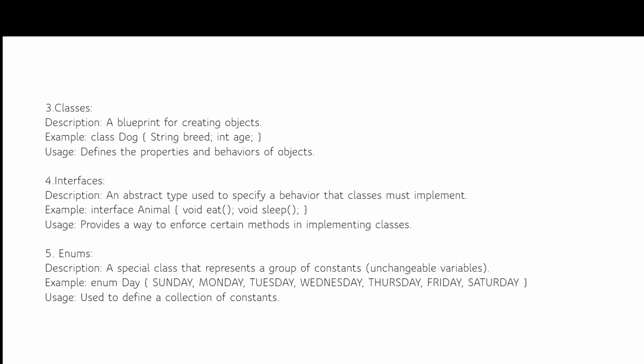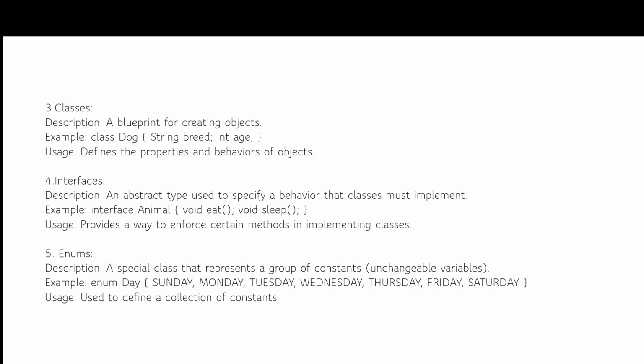When we create an object from this class, like Dog myDog = new Dog(), we are making a specific dog with a breed and an age. We can have many Dog objects, each with different breeds and ages, all based on the same blueprint. Classes help us organize our code and make it reusable. They define the properties, like breed and age, and behaviors, like bark or fetch, that our objects will have. So, whenever you need to create objects with specific properties and behaviors, remember to use classes in your Java programs.